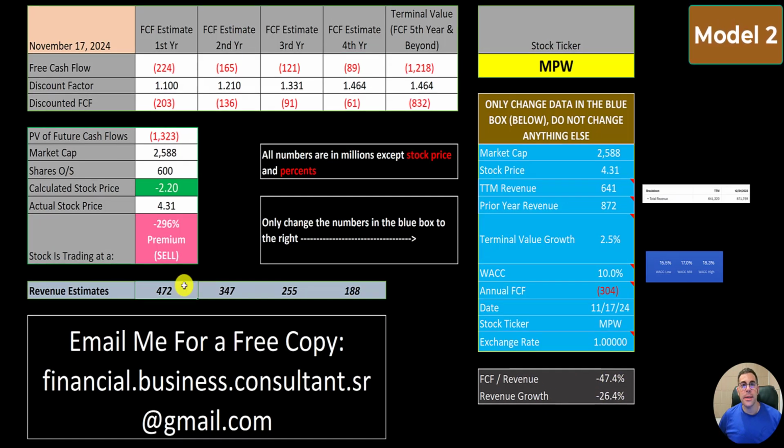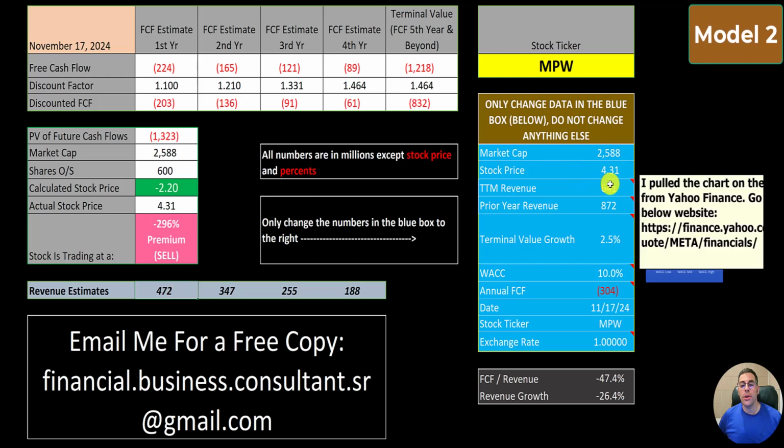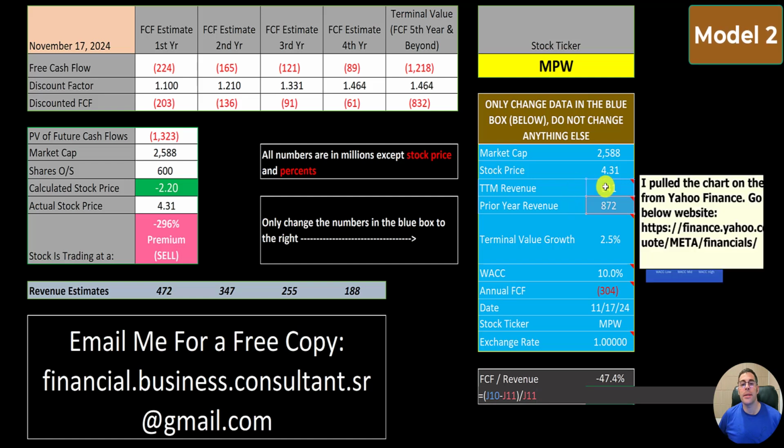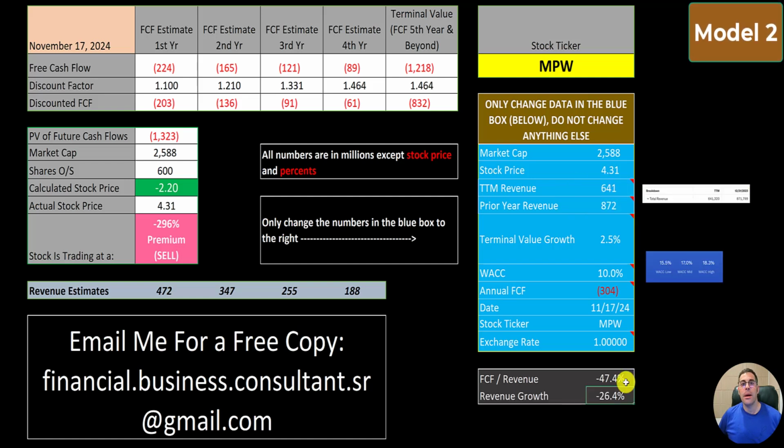The way I forecasted 2025 revenue, I took the trailing 12-month revenue, 641 million. If you hit F2 in this cell, you can see 641 lights up. Then I multiply it by negative 26.4%. That's how I forecasted revenue next year of 472 million. And the way I got negative 26%, it was how much the revenue declined from last year to this year. Revenue last year was 872 million. Revenue this year, 641 million. A decline of 26.4%. So my revenue decreases 26.4% each year.